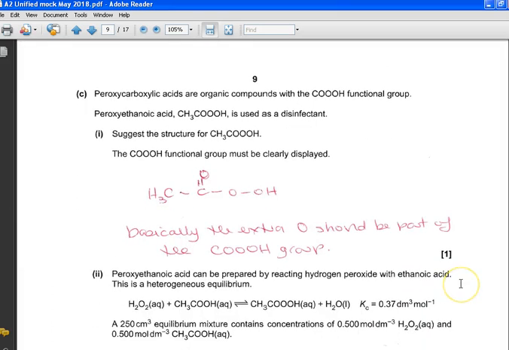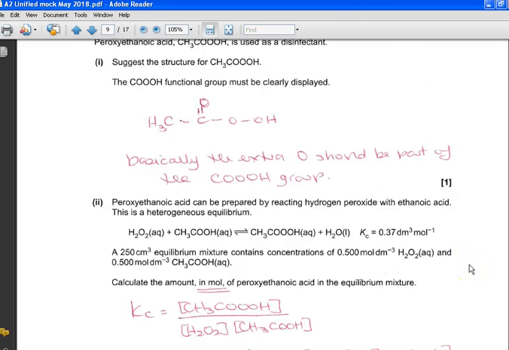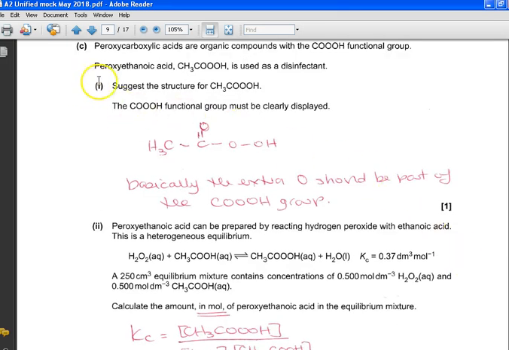Of course, you won't have heard of this kind of substance, peroxycarboxylic acids, but that doesn't mean you can't work it out. If you understand the chemistry behind the reactions of different carboxylic acids, you'll be able to work something out even though you've never heard of it before. It asks you to suggest a structure, and this is the structure, basically, but you did get the mark if you put the oxygen on the other side.